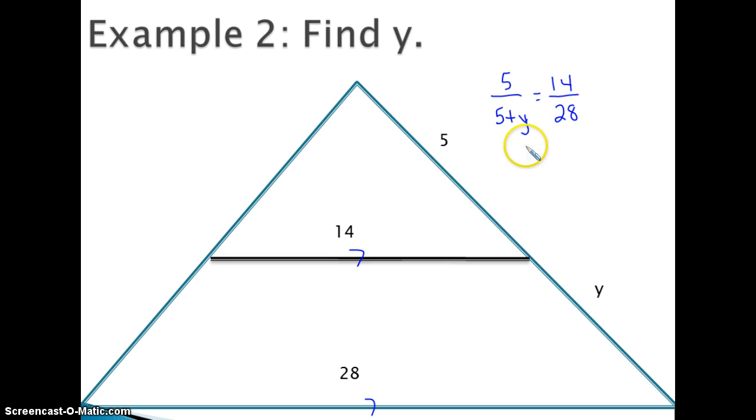So again, reduce the 14 and 28 to 1 over 2. Cross multiply. I get 10 equals 5 plus y. Solving for y, I get 5. So again, using the side splitter theorem, we set up proportions because we know that the triangles, the top one and the entire thing, are going to be similar.